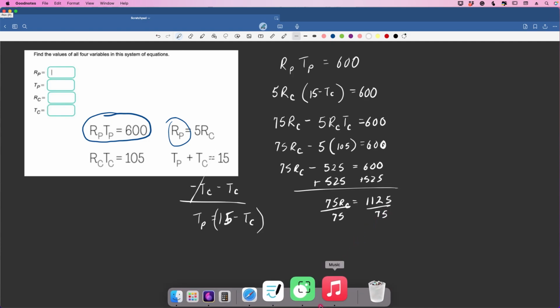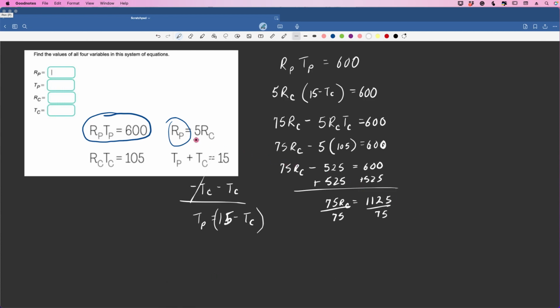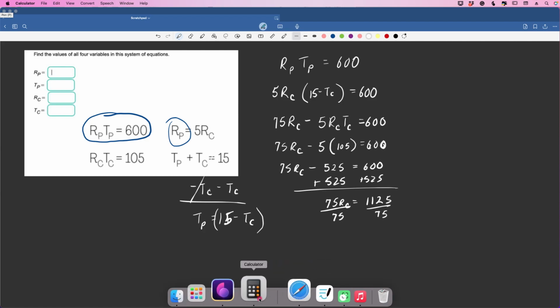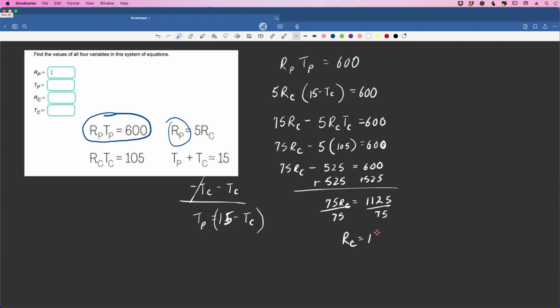And I cannot do that in my head. It's just been one of those days. I gotta get my calculator up. But that's what we're doing. We're looking for substitution values, and you always want to pick the one that you're given, and then that's the one you solve for with whatever this equation is. You pick the TP that goes with that. That's how you know what to do. So 1125 divided by 75 is 15. So RC is equal to 15.